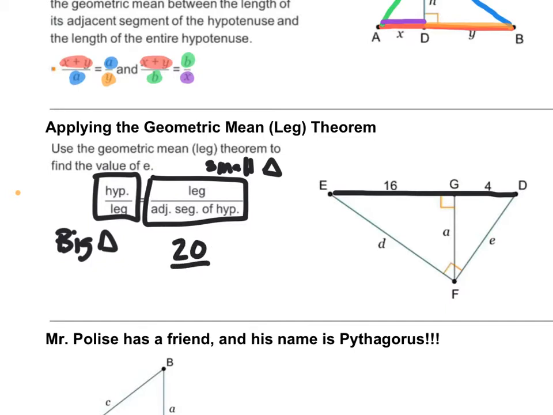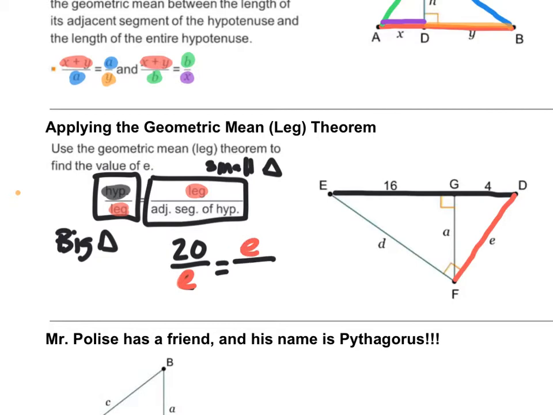So let me do this first. Take the hypotenuse and divide it by my length, which is E. So we'll call this length E. I'm going to put that here and divide that by E. And that's going to be equal to that same leg, E, divided by the adjacent leg.